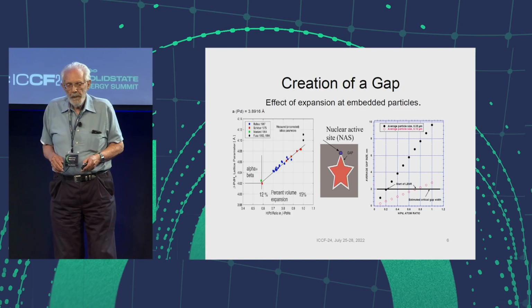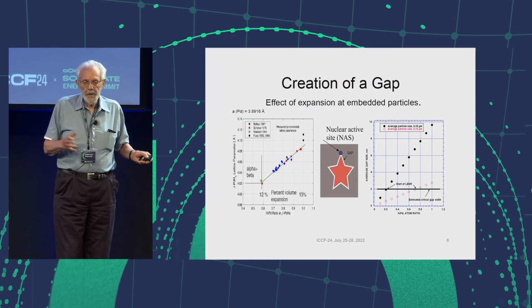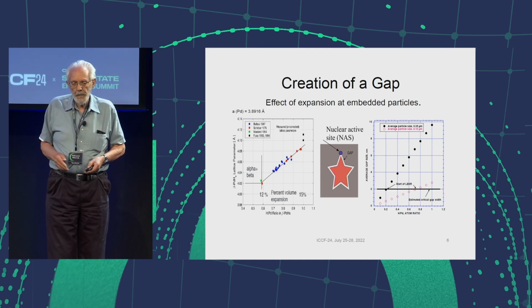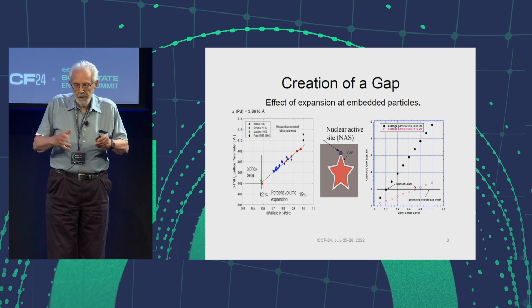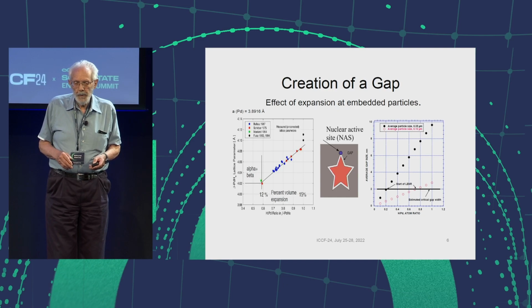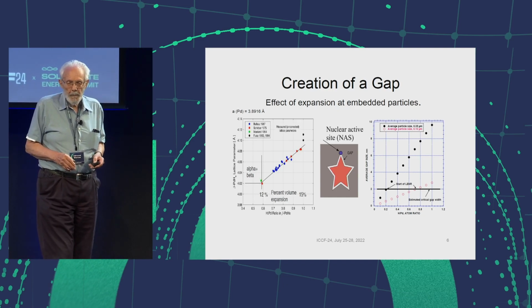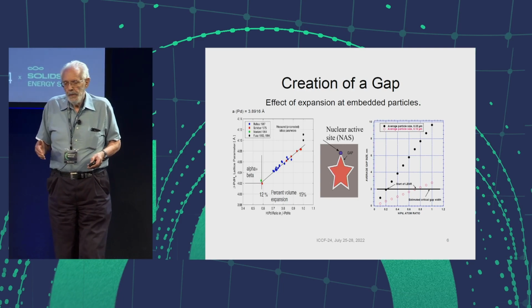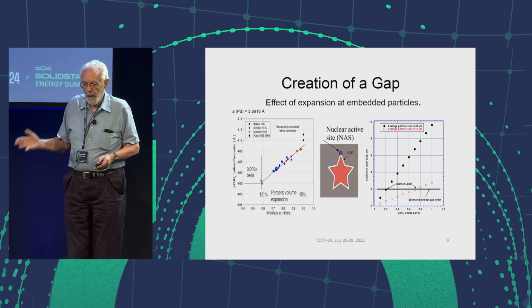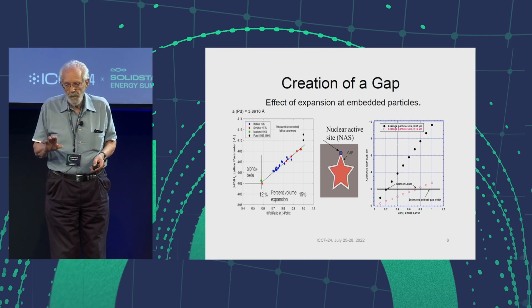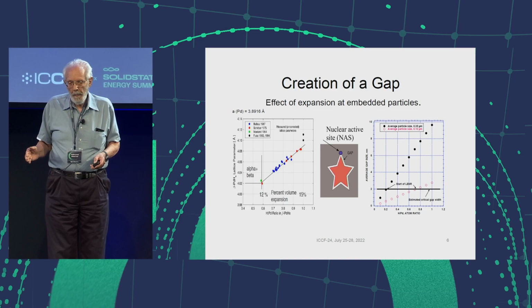If you look on the left, you'll see a plot of the lattice parameter versus the composition. The lattice parameter increases as the composition increases. You can see it changes the volume as a result. It causes an expansion. It's 12% by the time you get to 0.6. We can apply that information to the gap theory. And on the right, I've plotted the gap dimension against the composition.